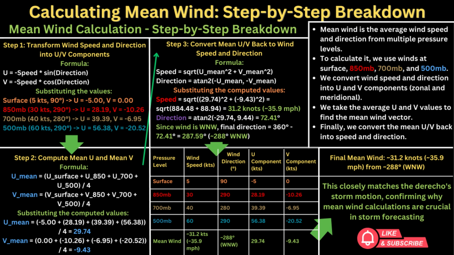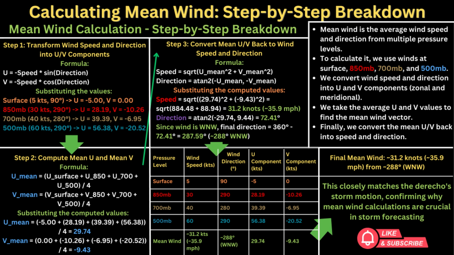This function calculates the angle of the wind vector based on both the U and V components. We take the negative of the U component divided by the negative of the V component, which ensures the angle is placed in the correct quadrant of the 360-degree system. When we apply this calculation, we get a wind direction of 288 degrees, or west-northwest.